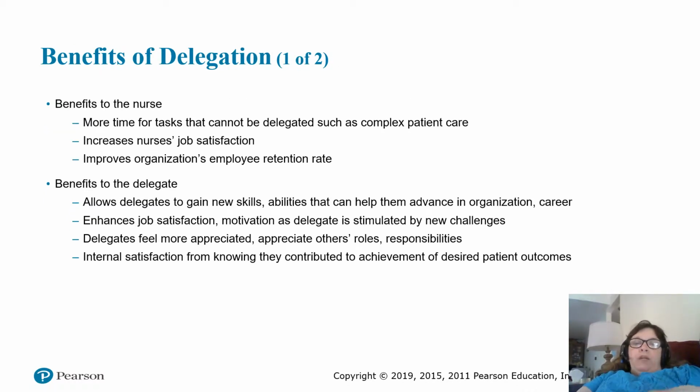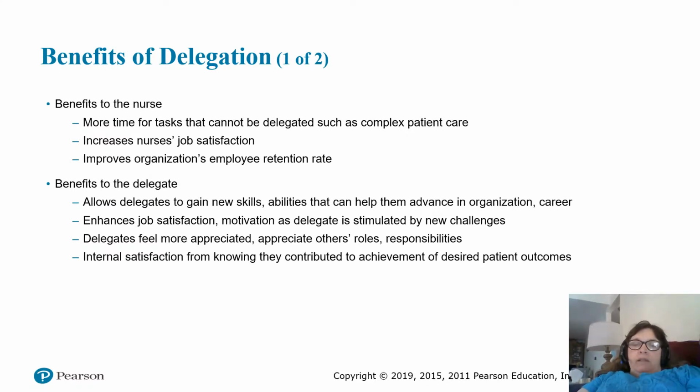The benefits of delegation to the nurse: it's more time for tasks that cannot be delegated, such as complex patient care, assessments, complex dressings, things that require the nurse's attention. It increases nurses' job satisfaction, and it improves the organization's employee retention rate.